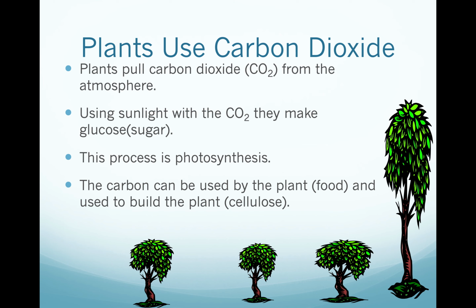So plants pull carbon dioxide from the atmosphere. Using sunlight, in combination with the carbon dioxide, they make glucose, or sugar. This process is called photosynthesis. The carbon can be used by the plant for food or used to help build the plant in the form of cellulose.